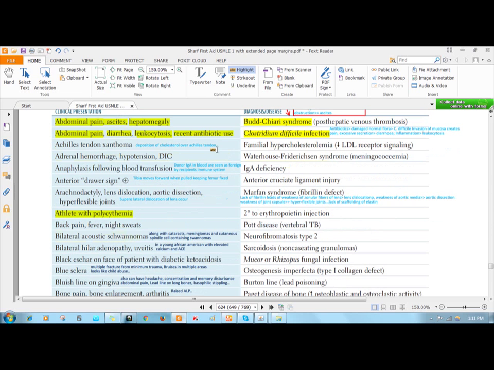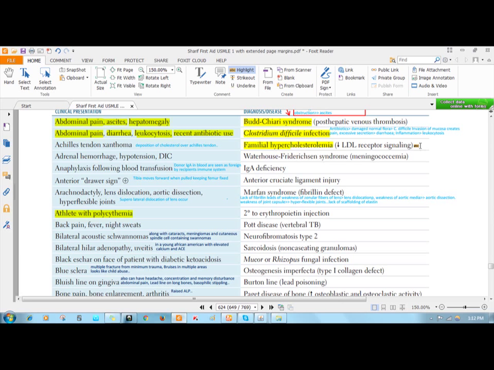Okay, so the next disease we are going to cover is familial hypercholesterolemia. So the most common reason for familial hypercholesterolemia is decreased level of LDL receptor signaling, which might occur due to decreased level of the LDL receptor itself, or decreased sensitivity of the LDL receptor, or decreased post receptor mechanism.